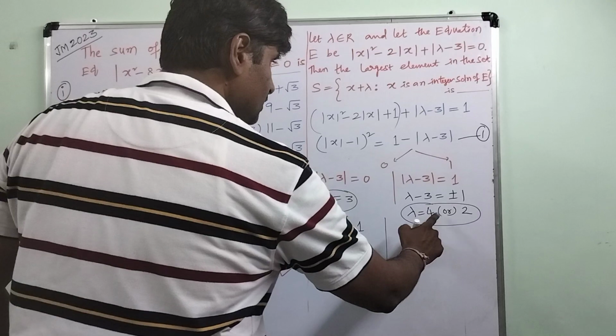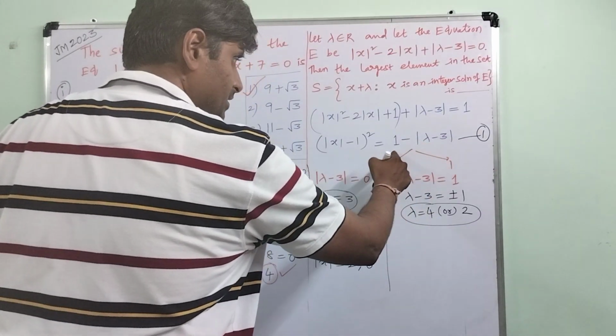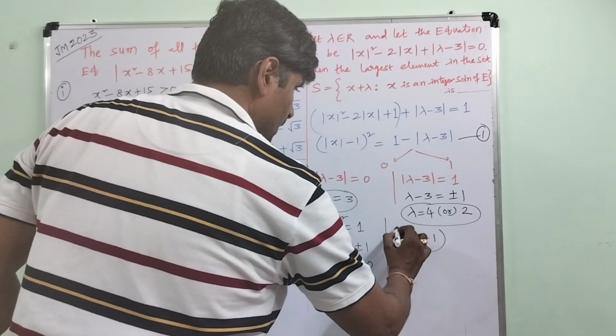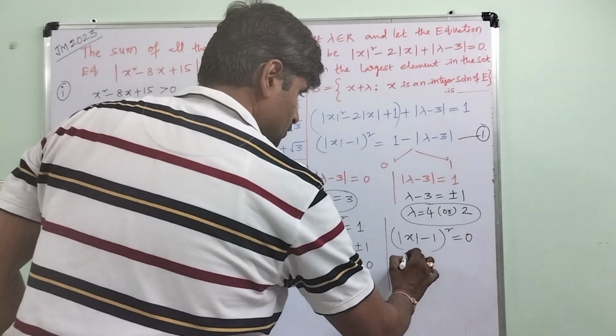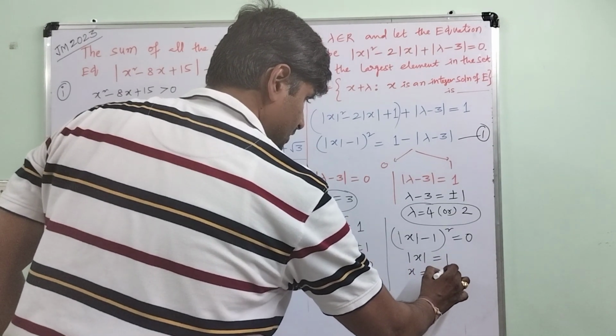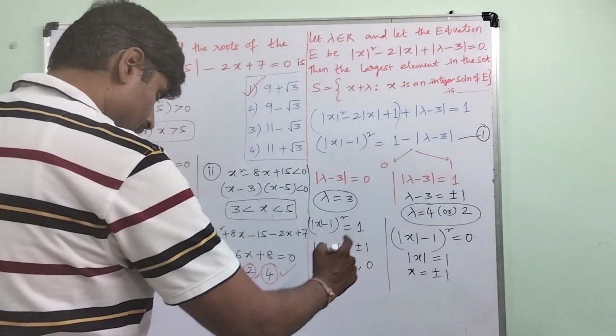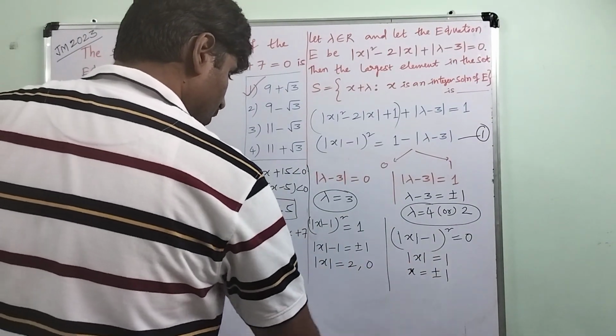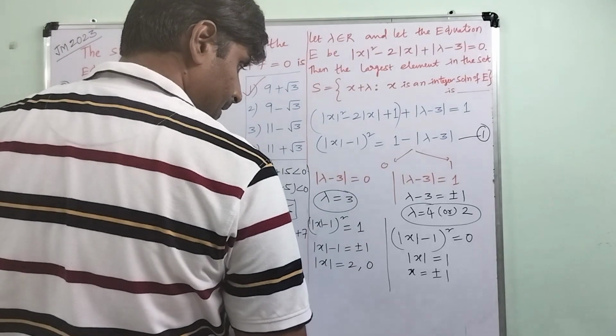Now lambda is 4: 4 minus 3 is 1, and 1 minus 1 becomes 0. Then modulus of x minus 1 whole square is 0, so modulus of x equals 1, and x equals plus or minus 1. So we can take these values here.